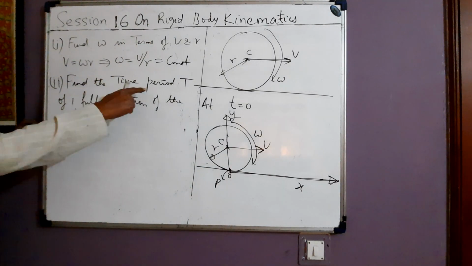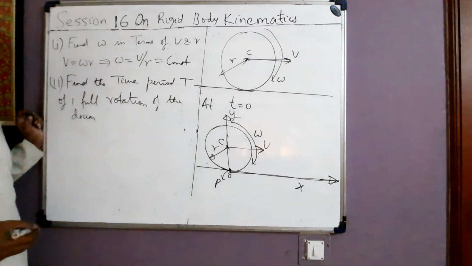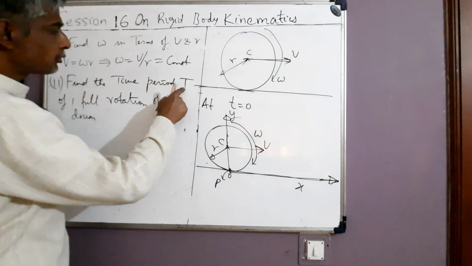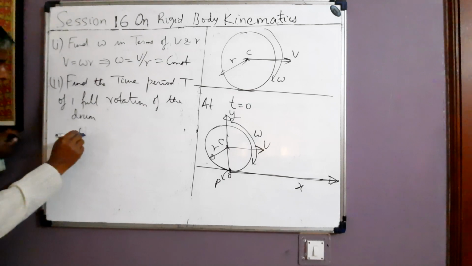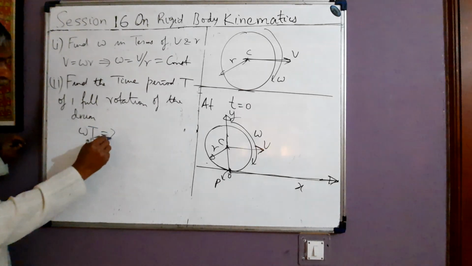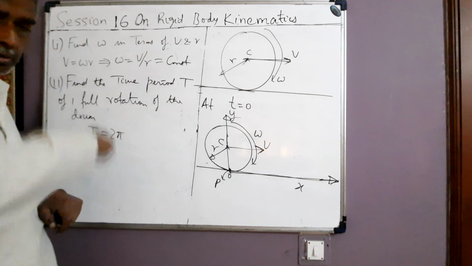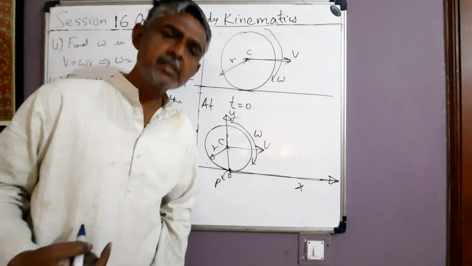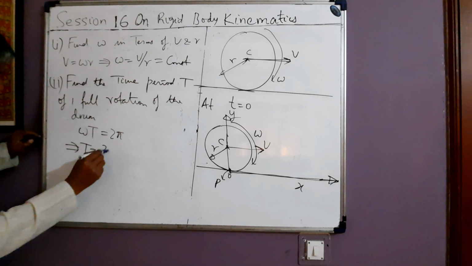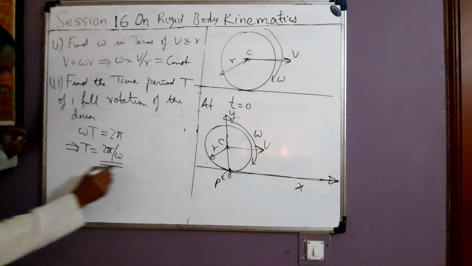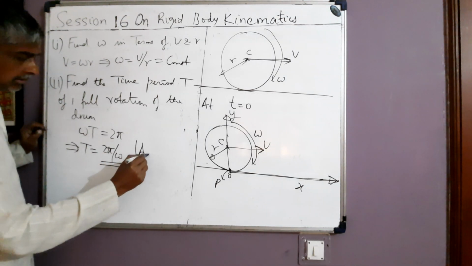So in one full rotation, it will turn through an angle of how much? 2 pi. Omega into capital T is equal to 2 pi, because in one full rotation the disk will rotate through 360 degrees, which is 2 pi radians. So the time period of one full rotation will be 2 pi by omega. This is also one answer.